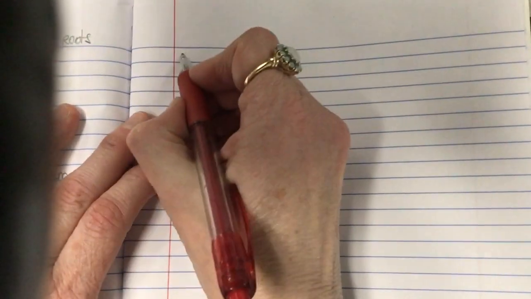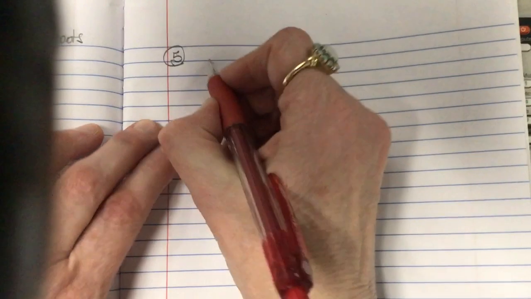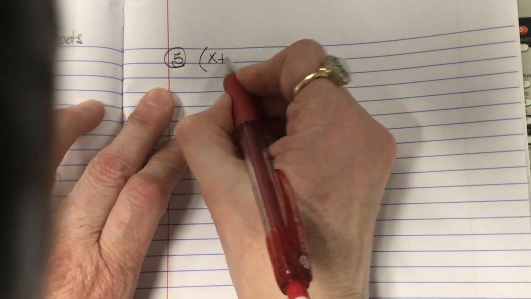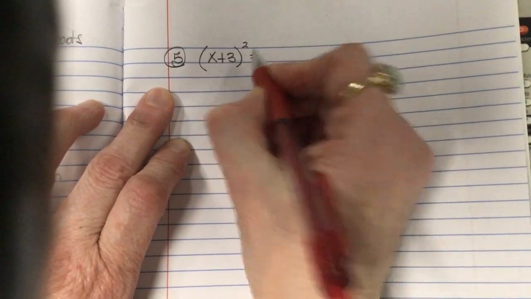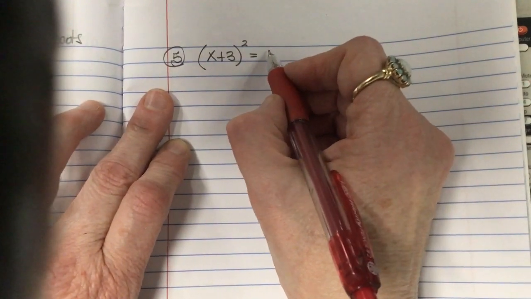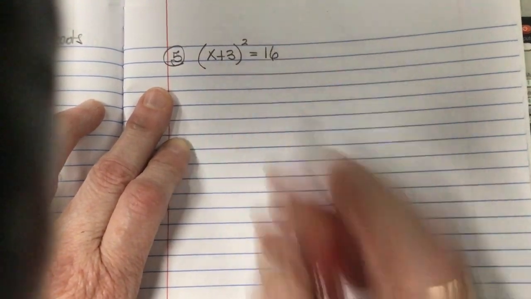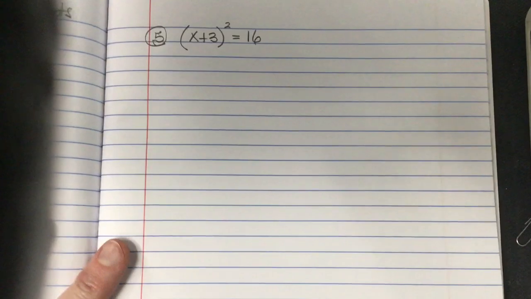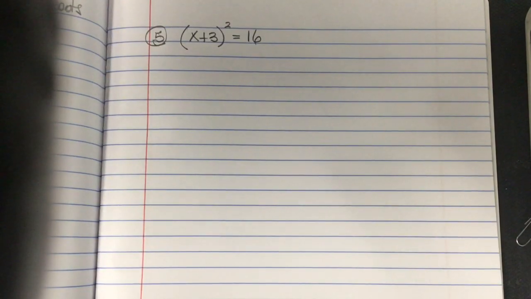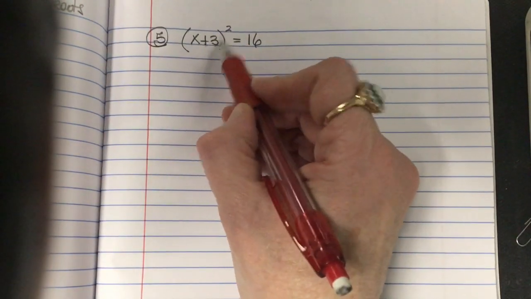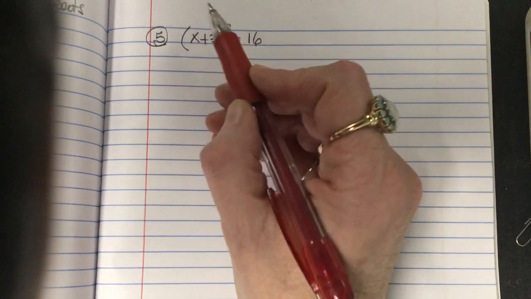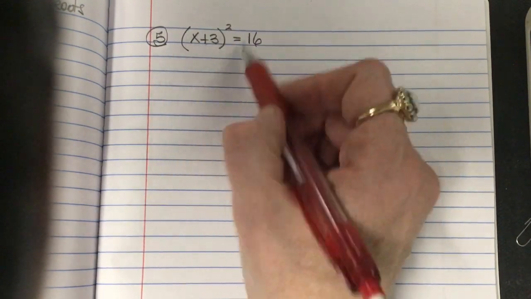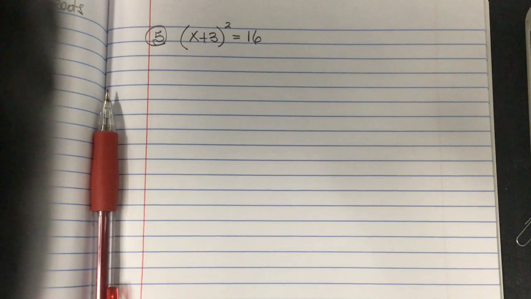Let's look at what happens when you have this. Let's do, in parentheses, x plus 3 squared is equal to 16. Okay, here's the problem. Now, let me tell you that x plus 3 quantity squared is not x squared plus 9. And that's a big thing on the ACT too. You have to remember, and because I'm doing this on a video, I need to do it up here.